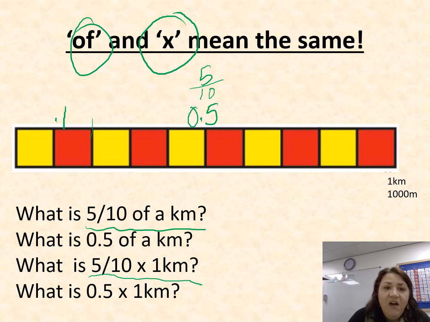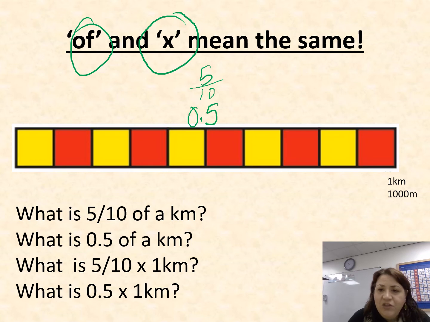0.5, isn't it? They are the same. Okay, so what the question is asking us is, what is 5/10 of a kilometre? Because it's the halfway point, it's actually really easy to work out. 1 kilometre is 1,000 metres. So what's half of that? What's half of 1,000? Half of 1,000 is 500.